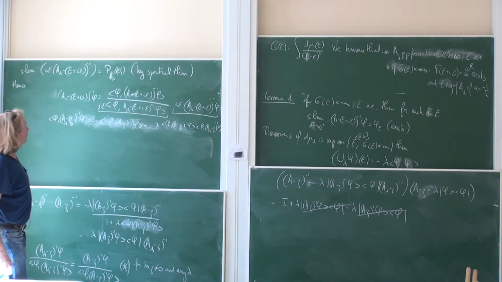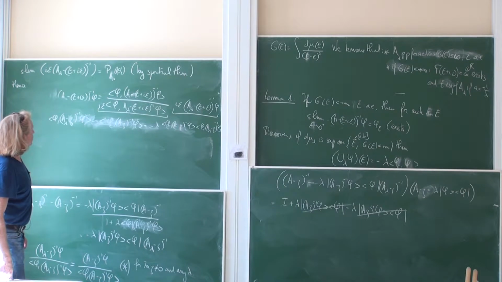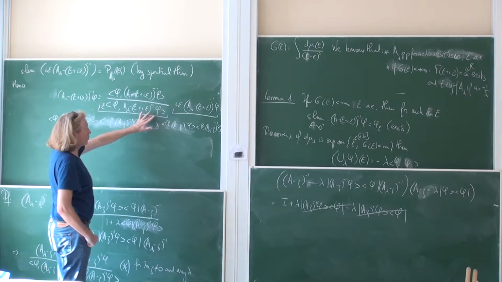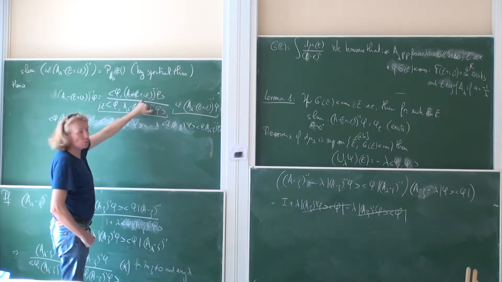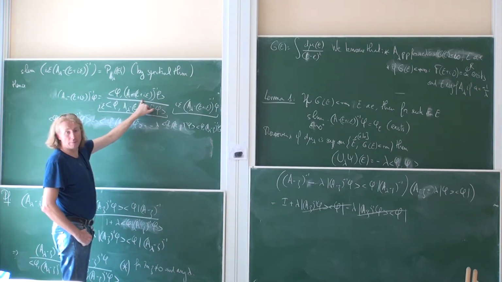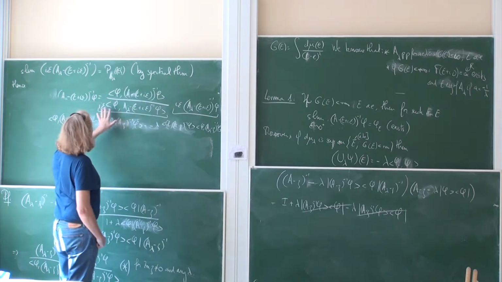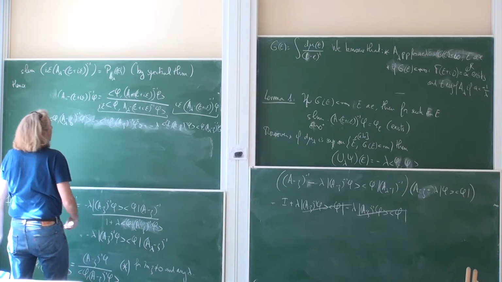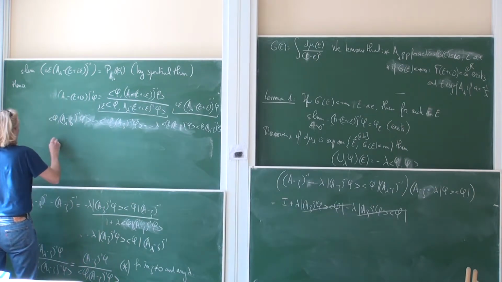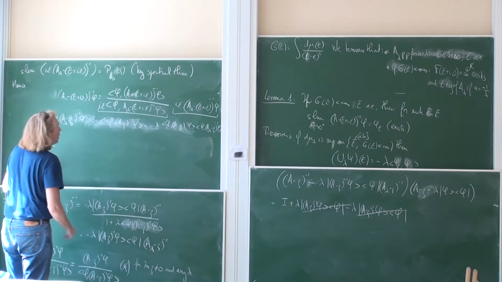So what we know is that this one is nice and converges. So we only need to show that this one converges to a non-vanishing thing, right? That's the only thing we know, because we know that this one converges to minus 1 over lambda. The only thing we need to understand is that this one converges to something non-vanishing. So this is I epsilon, and what is it?